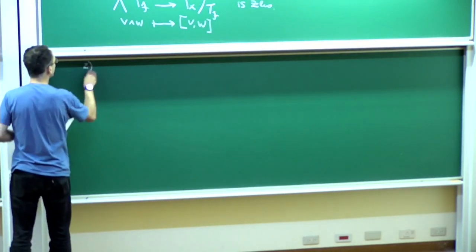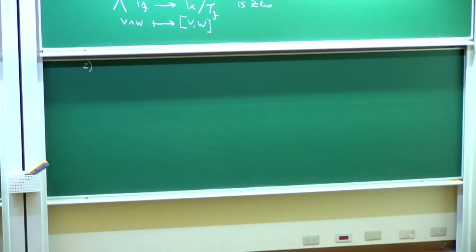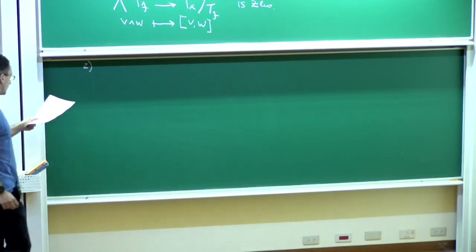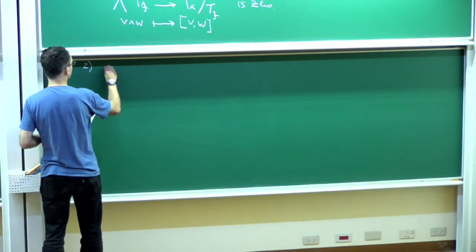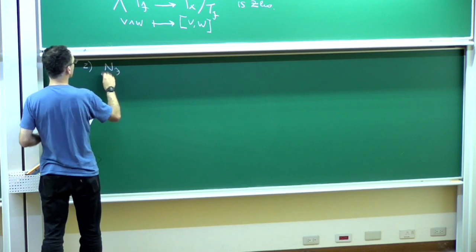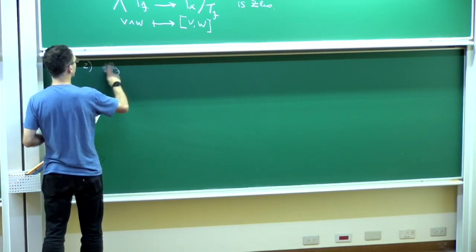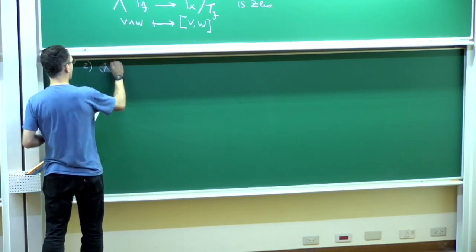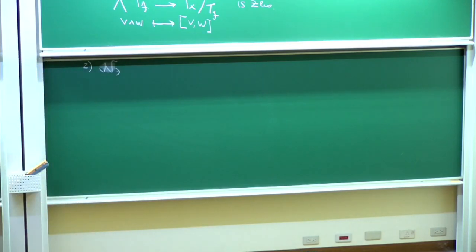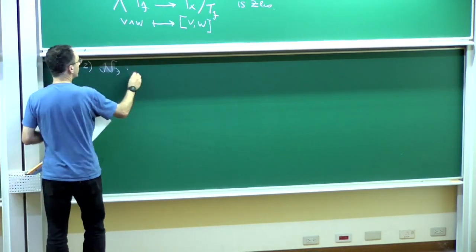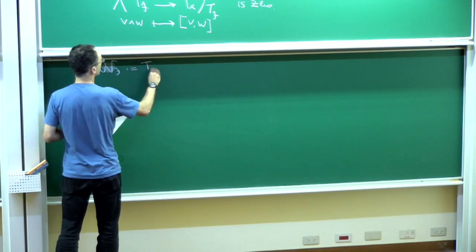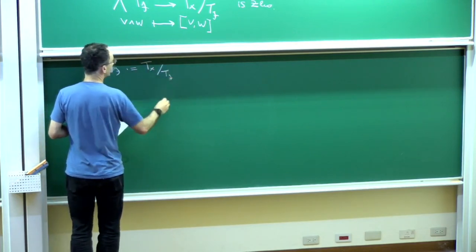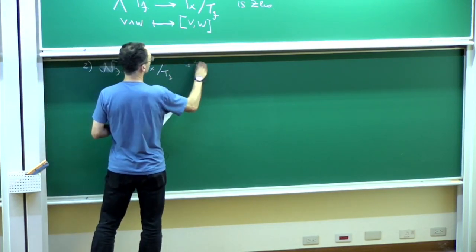And the second property is that this subsheaf is saturated, which means that if we define, sorry, I should use the cursive, if you define N_F to be the normal sheaf, which is given by T_X over T_F, then this sheaf must be torsion-free.